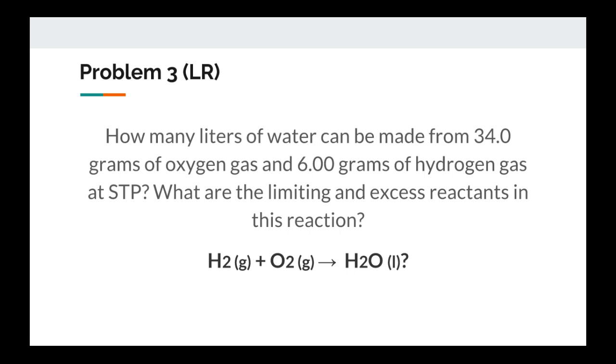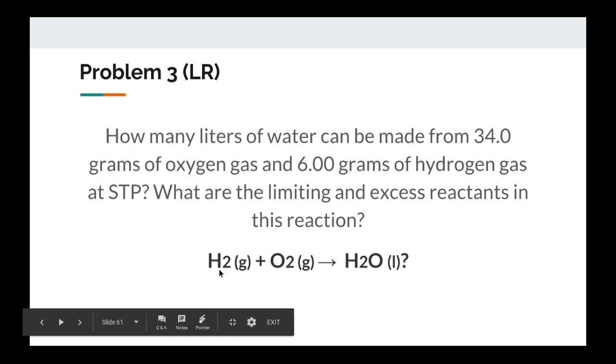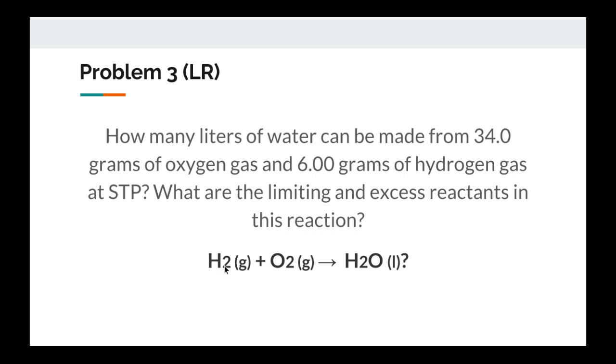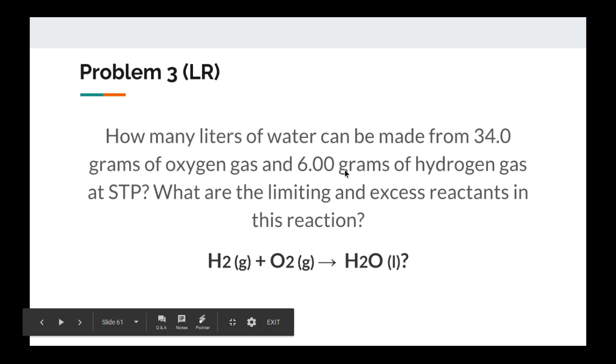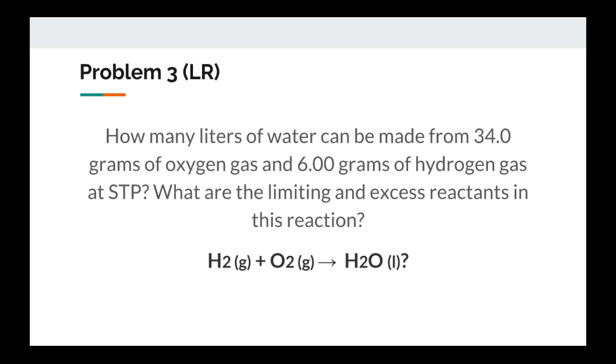And right after balancing, because you're given two amounts, H2 and O2, you have 34 grams of this and 6 grams of this. That means you don't proceed to getting the liters of water unless you determine what is the LR and the ER. If you recall how we get LR and ER from the mass values, this is just going to be a mass to mole problem. It's mole until mole only because you just need the volume of water. The volume of water, we just need the moles of water.